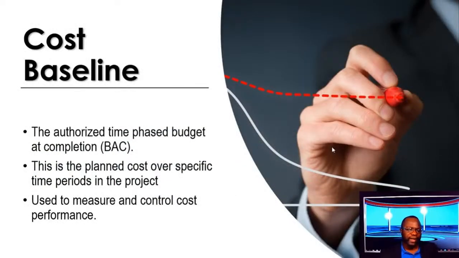So cost baseline, the authorized time-phased budget at completion. This is key. Your cost baseline is not just, oh, it's 5 million total. No, no, no. You've got to break it down, folks, into the time phases. Q1 is 2 million. Q3 is 5 million, like that. Break it down into time periods, either by quarter or by month or by week or by day, depending on your project, all right? So the cost baseline is the planned cost over specific time periods in the project.